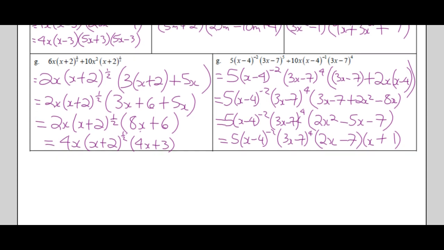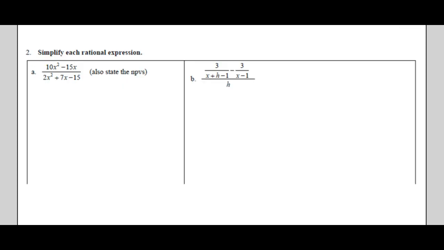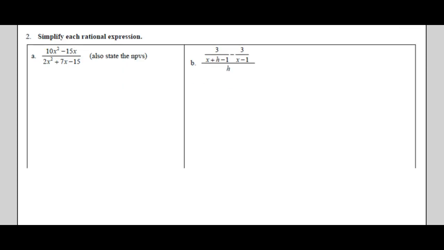Okay, good. Ready to move on? Remember, this will be saved, right? So the answers will be up. Simplify each rational expression. Also state the non-permissible values.